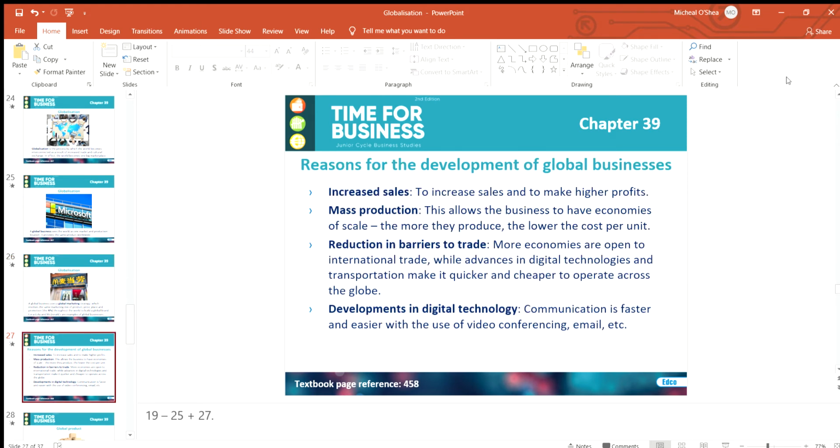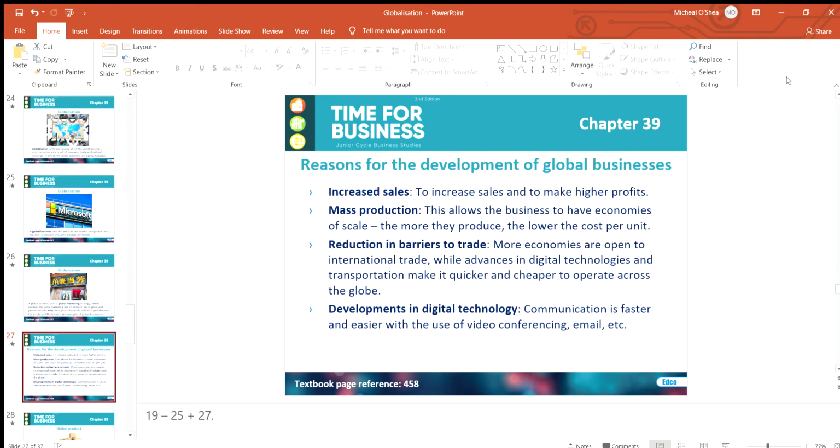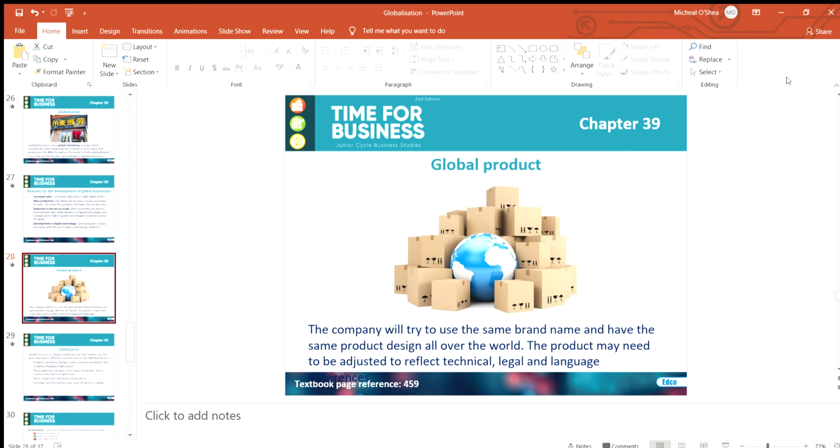So becoming a global business has become much easier, I suppose, in the last 5 years. As for reasons why you become a global business, we looked at the fact that you have way more customers you can sell to, which would be the main one, and that's become so much easier now because of improvements in technology. So today I'm going to focus on other elements of how a global business would operate.